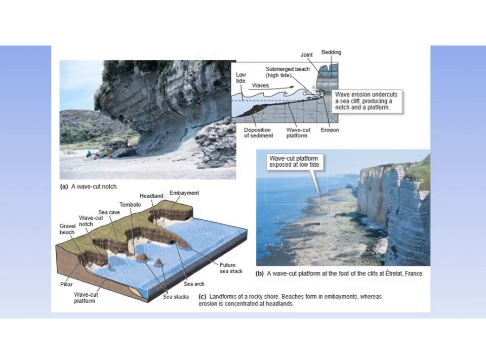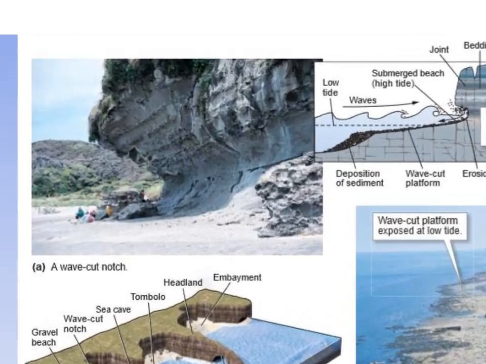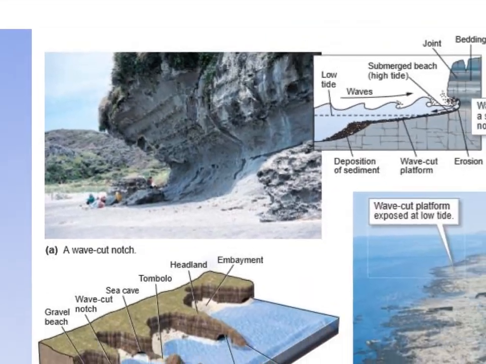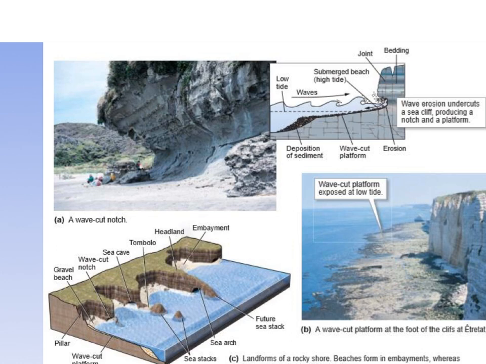And that's what you're seeing in this picture here, right? That's that undercutting. And then over time, because of the wave action, it undercuts and then it drops down, making a pretty rocky beach.